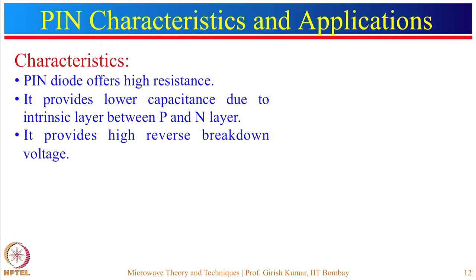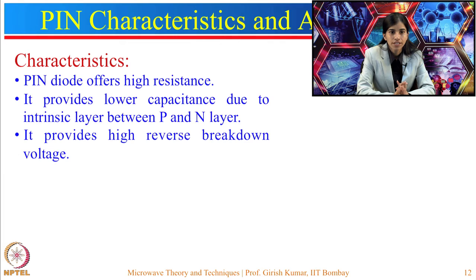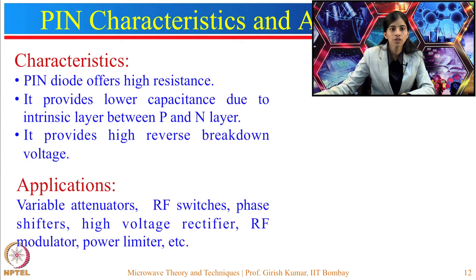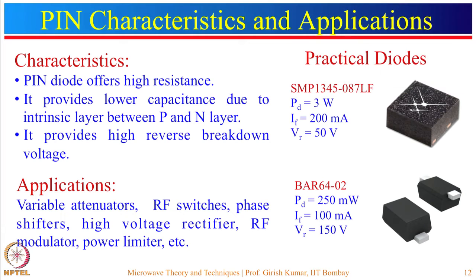Now, if I talk about the characteristics, as I told you earlier, the PIN diode offers high resistance. It provides lower capacitance due to the insertion of the intrinsic layer between the highly doped P and N layers. It provides a high breakdown voltage due to the intrinsic region. If I talk about the applications, these diodes are mainly used in variable attenuators, RF switches, phase shifters, high voltage rectifiers, RF modulators, power limiters, etc. Now, just to show the applications again, I have taken two practical diodes.